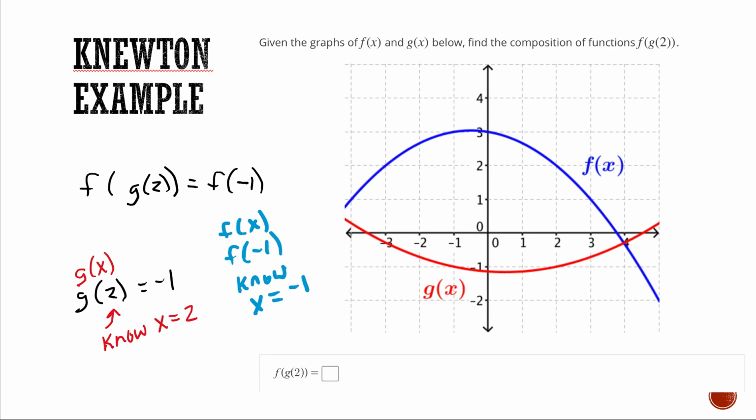So go to the graph, find the -1 for the x, and then you want to go up or down until you hit the blue graph. So this time I need to go up. Okay, so here's my point. And I know that that point has an x value of -1. What is the y value that goes with it? And so we can see that the y value is 3. And so f of -1, final answer would be 3. So keep this problem in mind as you work on your Newton homework.